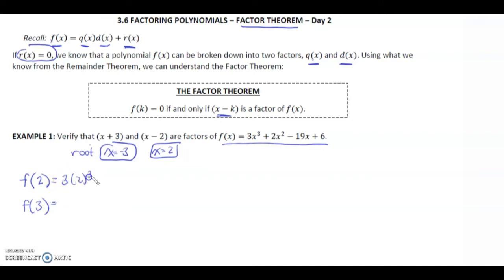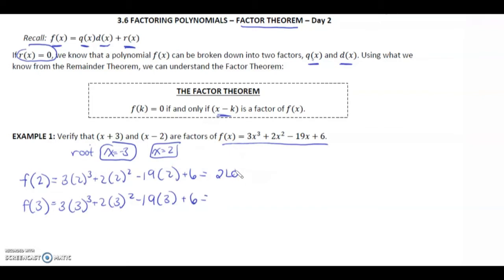So 3 times 2 cubed plus 2 times 2 squared minus 19 times 2 plus 6. And then 3 times 3 cubed plus 2 times 3 squared minus 19 times 3 plus 6. And we can go ahead and plug those into our calculators. So this one, and I'm doing this across the page just to save a little bit of space, we would get 24 plus 8 minus 38 plus 6, which is 0.